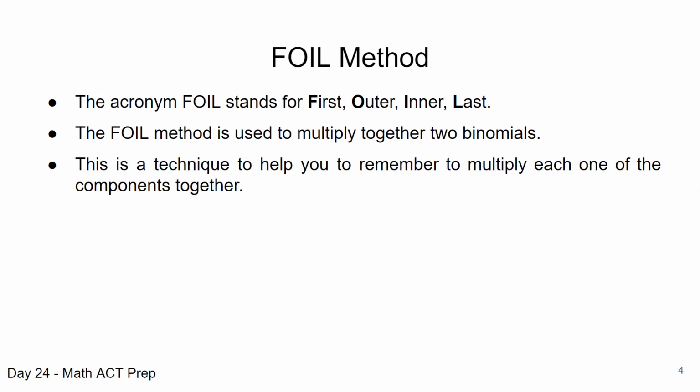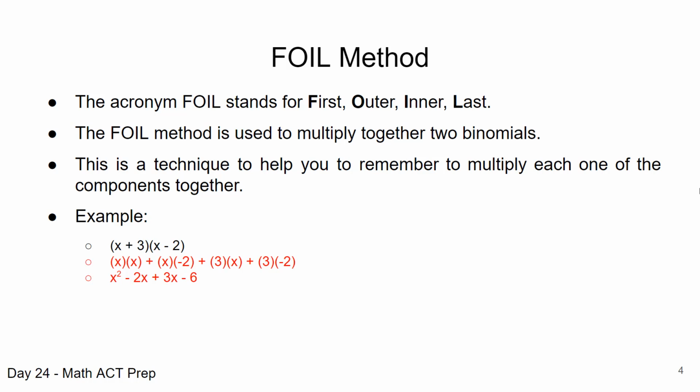So this is a technique that we can use to help us remember how we need to multiply each component in these two binomials together so that we don't leave anything out. So when we look at this example question, we can apply our FOIL method. We're going to multiply the first by the first, x times x, the first by the outer, x times negative 2, the inner, 3 times x, and then we'll multiply the 3 times the last, 3 times negative 2. We'll do our multiplication here, and we get x squared minus 2x plus 3x minus 6.